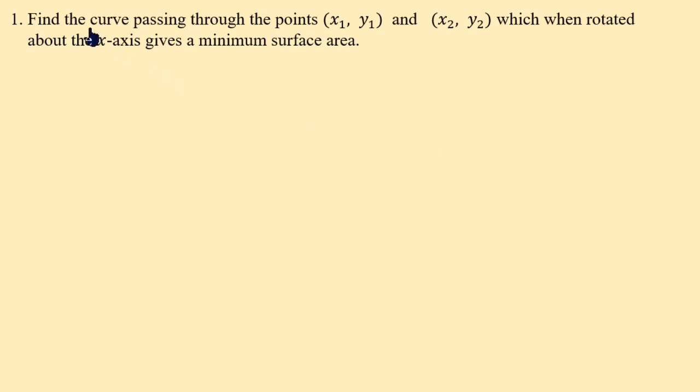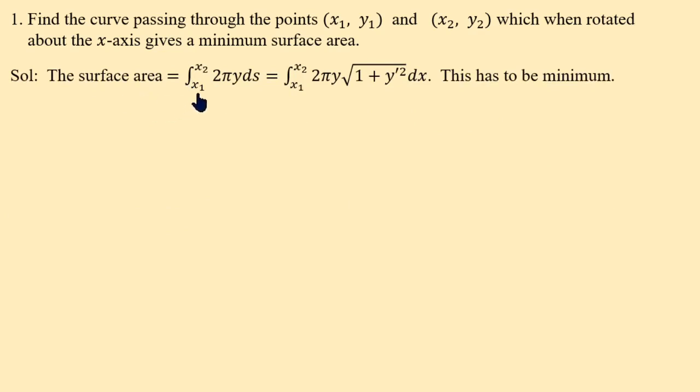Here is one question. Find the curve passing through the points x1, y1 and x2, y2, which when rotated about the x-axis gives a minimum surface area. That means one curve is there. If you rotate it about the x-axis, that curve makes one solid, so it's a surface area. Find that curve such that the surface area becomes minimum, and the curve joins the points x1, y1 and x2, y2.